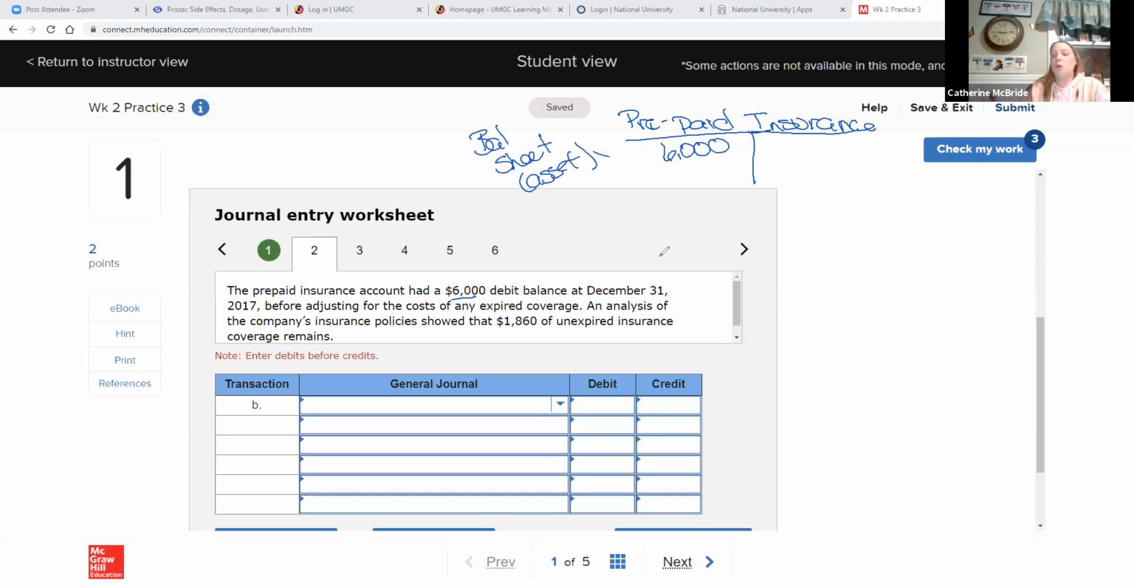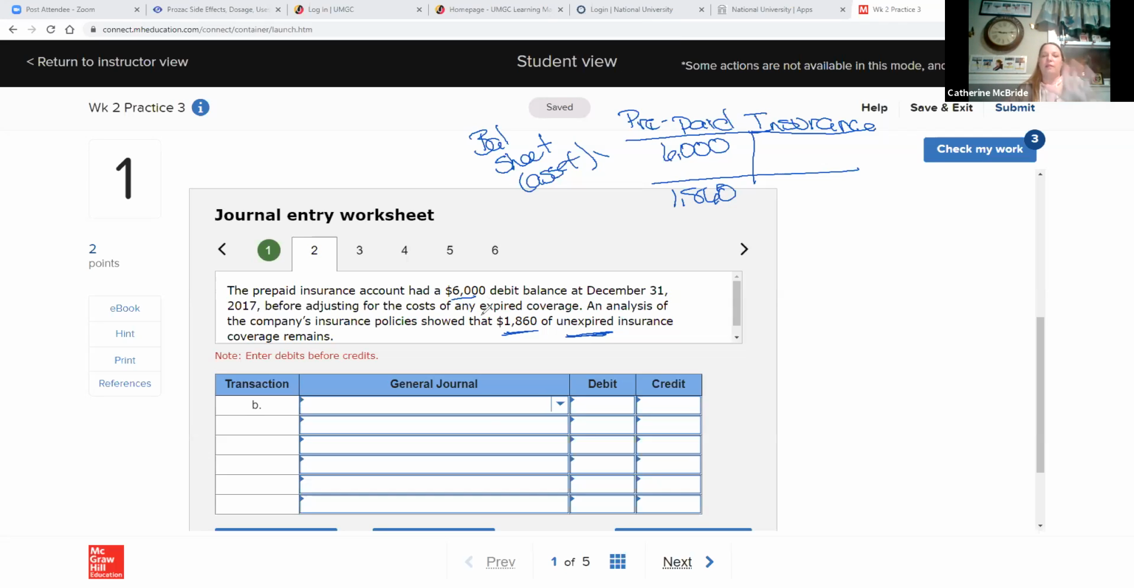Now, we use it up over time, and as we use it up, it's an expense. So this says, before adjusting for the cost of any expired insurance, an analysis of the company's insurance policy shows that there's $1,860 of unexpired insurance. So what that means is, right now at the end of the period, we have $1,860 worth of prepaid insurance that we haven't used.